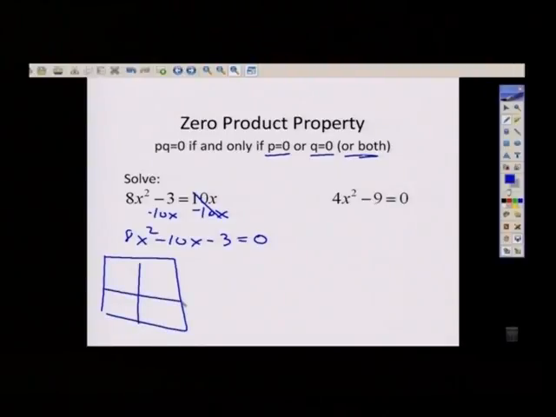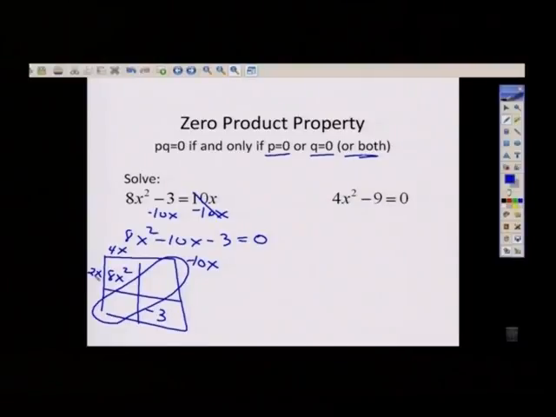So I'm going to draw my box and go 8x squared there. The minus 3 goes in the bottom corner. And this has to equal a negative 10x when I'm done. So I have some options again with my 8x squared. It could be 4x times 2x or 8x times 1x. So I'm just going to pick one. I'm going to try 4x times 2x first, and if that doesn't work, I'll go back and try 8x and 1x.